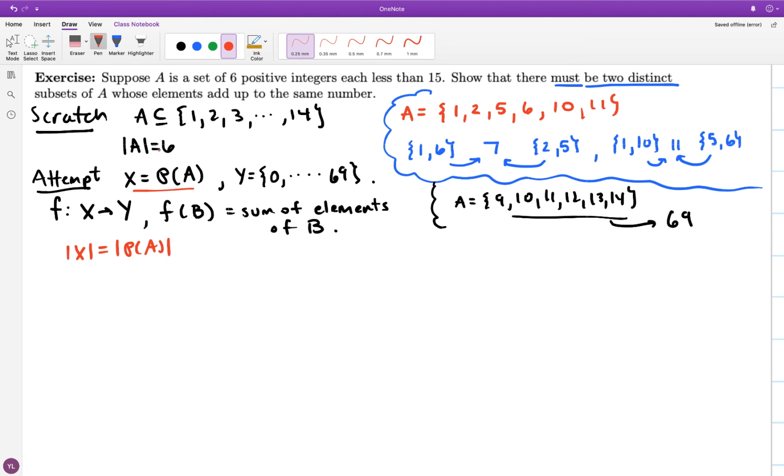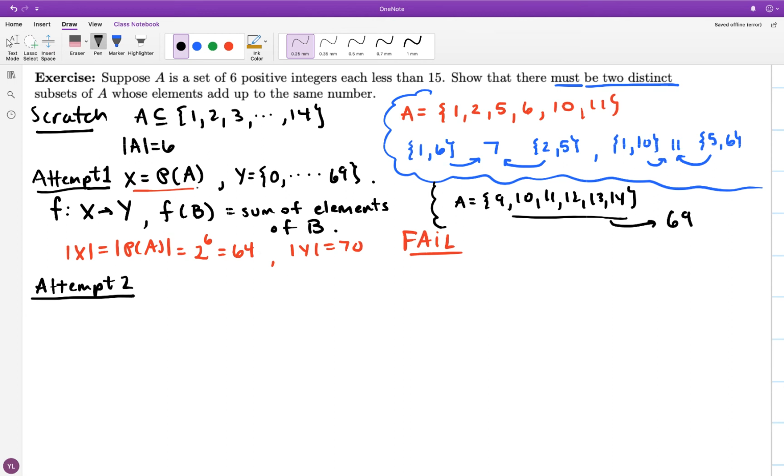Well, A has 6 elements, so the power set has 2 to the 6 elements, and that's 64. And Y here has 70 elements, 1 through 69, and then 0. And 64 is not bigger than 70. So this attempt simply failed. It doesn't mean that the theorem isn't true. It just means my attempt wasn't so good. So this was attempt number 1. I'm going to try attempt number 2 now.